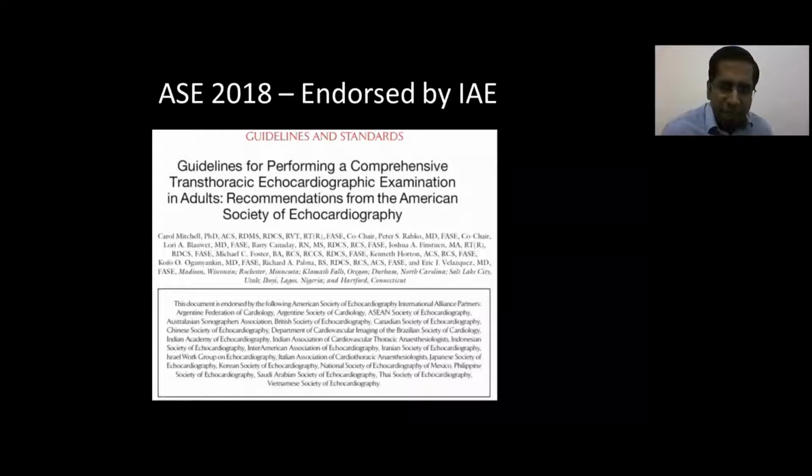This particular document is available free online, and you can refer to it. The reason I have taken all the images from here is so that you can relate to it when you read this document, and it all appears familiar the next time you look at it. Even the videos that I have taken are all from this guideline, and all of them are available freely online. This is also endorsed by the Indian Academy of Echo, as well as numerous other echocardiographic societies around the world. So as you can see here, it is also endorsed by the IAE.